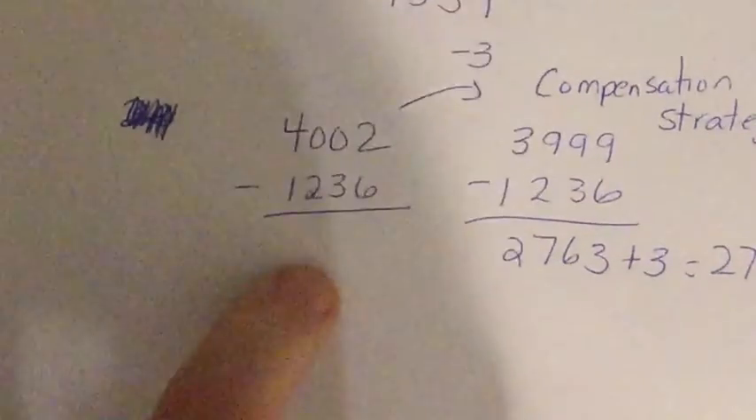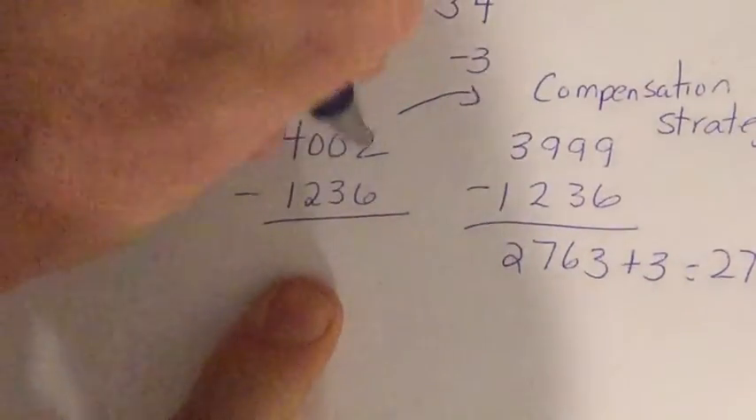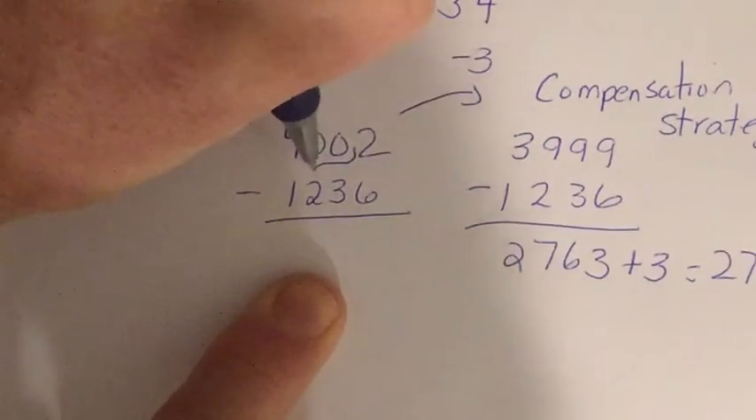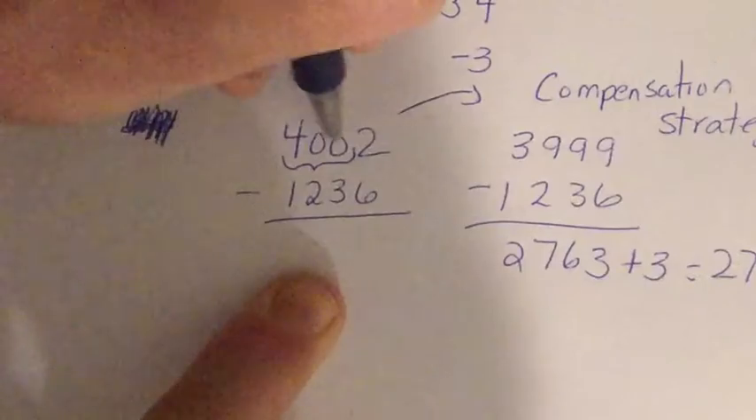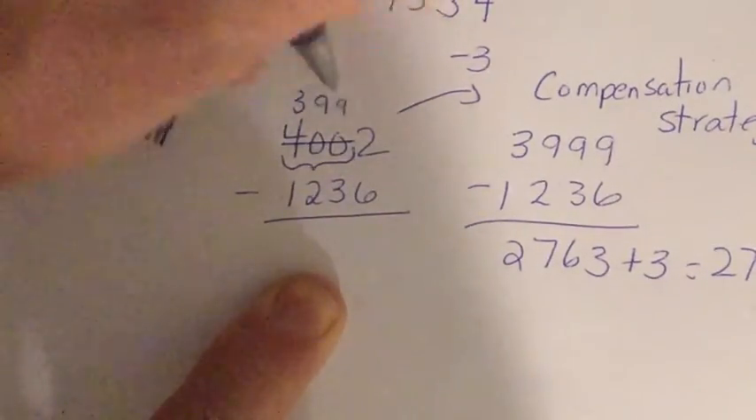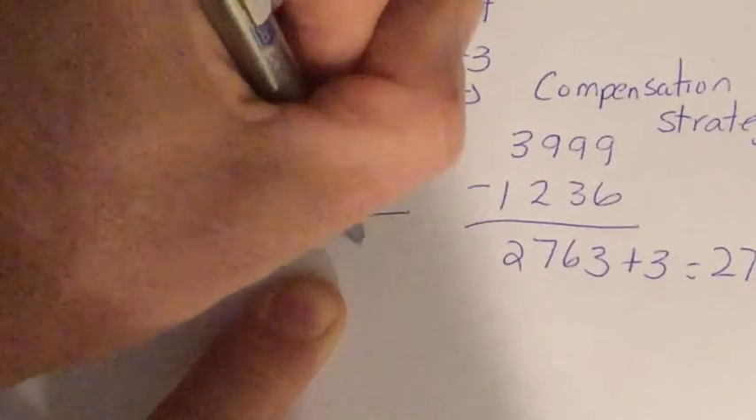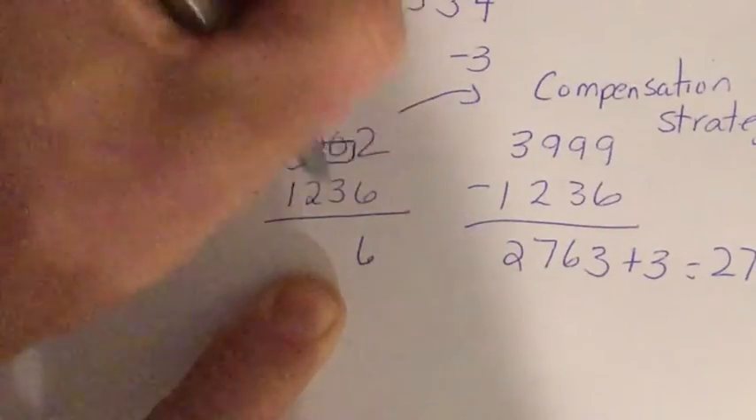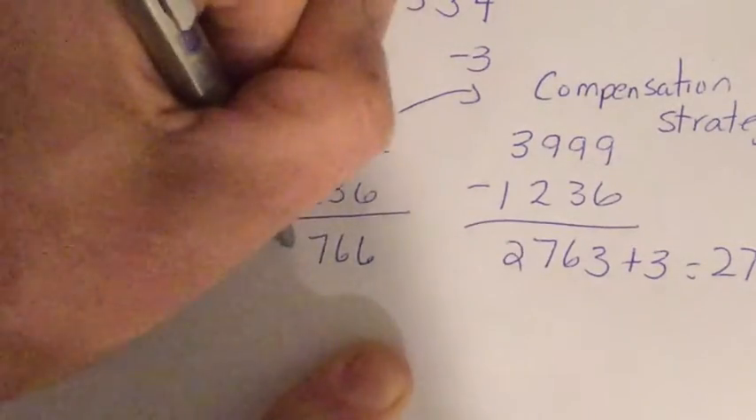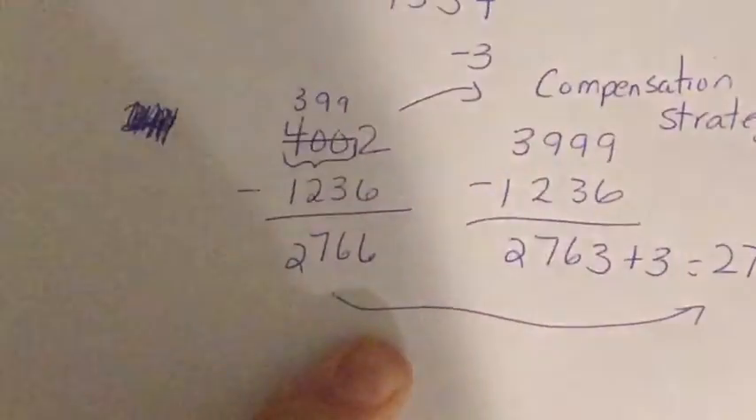Okay. Otherwise, the borrowing again, 2 minus 6 I can't do. So we've talked about how we can look at that as 400 and turn it into 399. And then 12 minus 6 is 6. 9 minus 3 is 6. 9 minus 2 is 7. 3 minus 1 is 2. Same as over here.